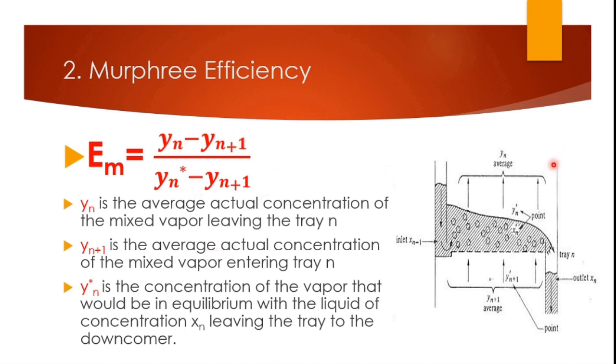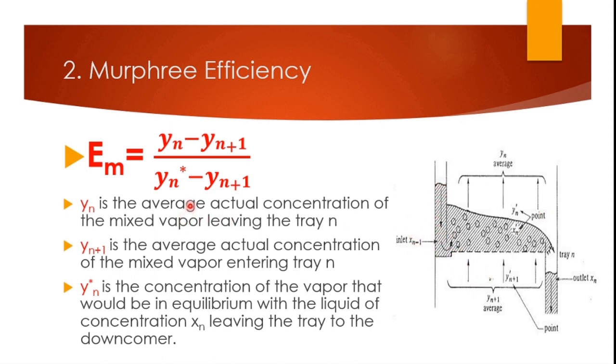Let us see. Okay, now y sub n is actually the average actual composition of the mixed vapor leaving the tray n. So let us say this is tray n. By nomenclature, the tray just below it will be tray n plus 1 and the tray above it will be tray n minus 1. The vapor that is generated from a tray, suppose the nth tray, is yn, and similarly from n plus 1, which is below it, will be yn plus 1. And the liquid which is coming from the top tray, the n minus 1th tray, will have a concentration of xn minus 1.